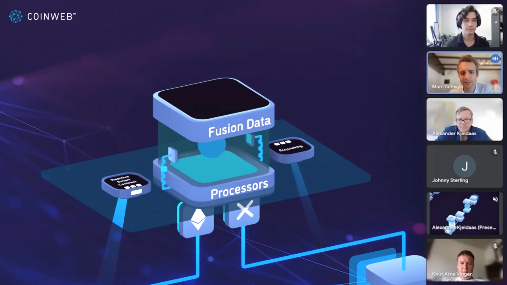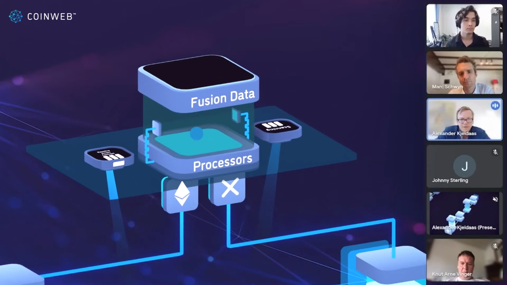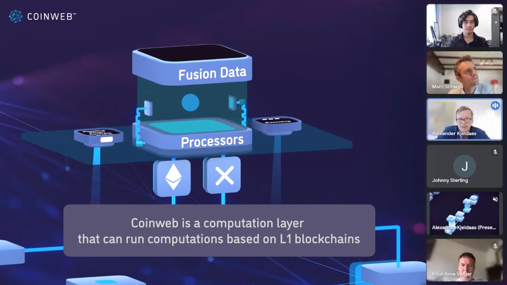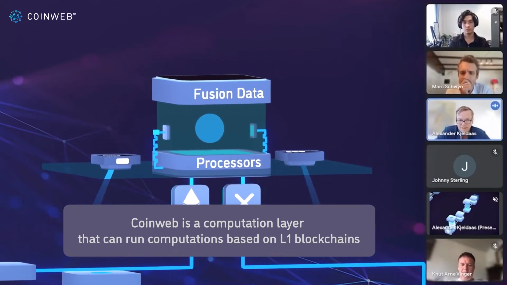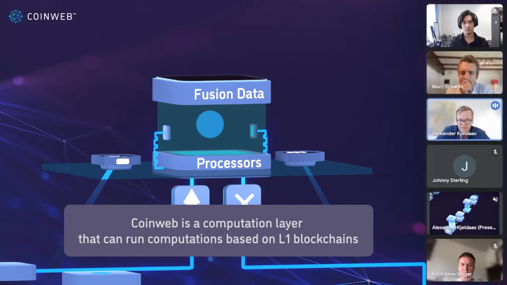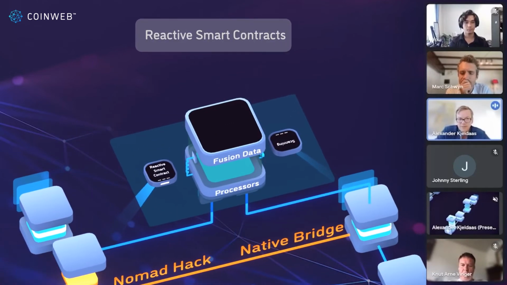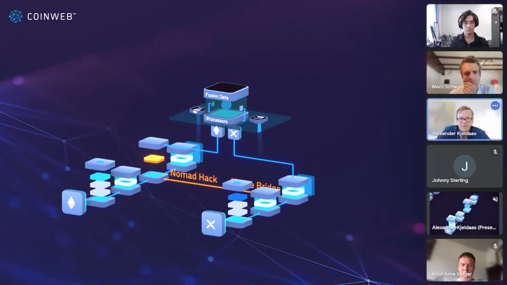So let's quickly also look at how Coinweb is offering a third type of bridge that is neither this native bridge nor this consensus-driven bridge, right? Yeah, so Coinweb itself doesn't do the bridging at the core layer, but Coinweb is a computation layer that can run computations based on data that is in the layer one blockchains. It has its own smart contracts. It has reactive smart contracts, which means that the smart contracts can monitor what is happening at layer one. And then it can move data between the shards.